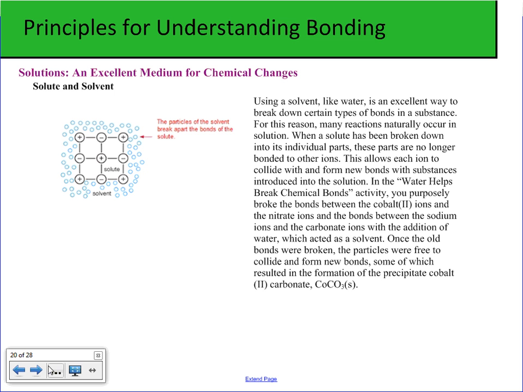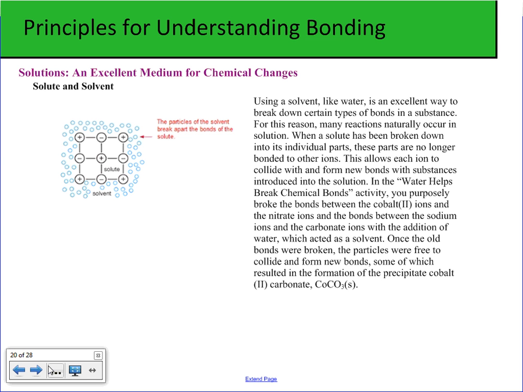So, a solute and solvent. Using a solvent like water is an excellent way to break down certain types of bonds in a substance. For this reason, many reactions naturally occur in solution. When a solute has been broken down into its individual parts, these parts are no longer bonded to other ions. This allows each ion to collide with and form new bonds with substances introduced in the solution.